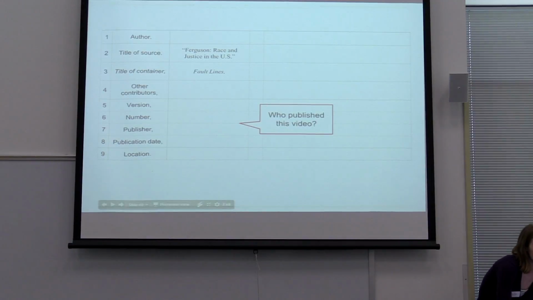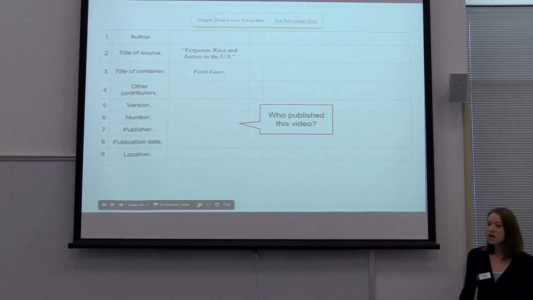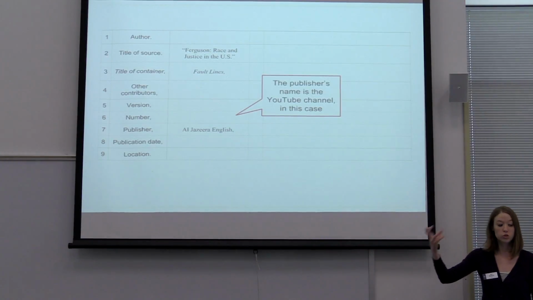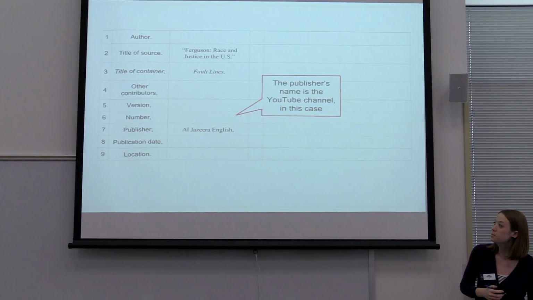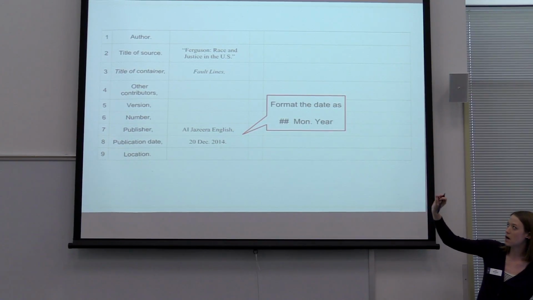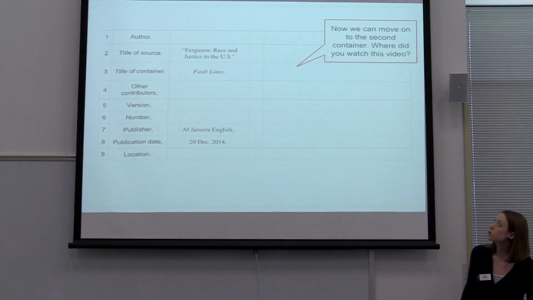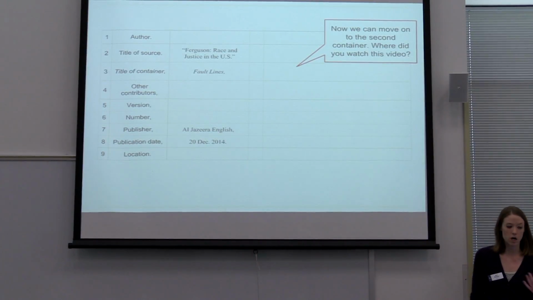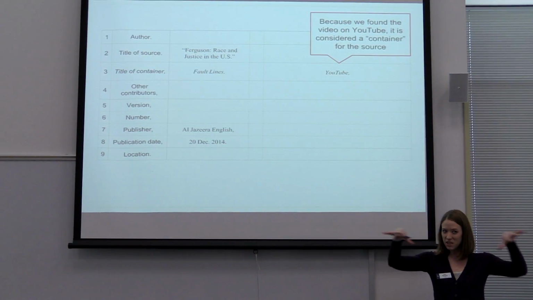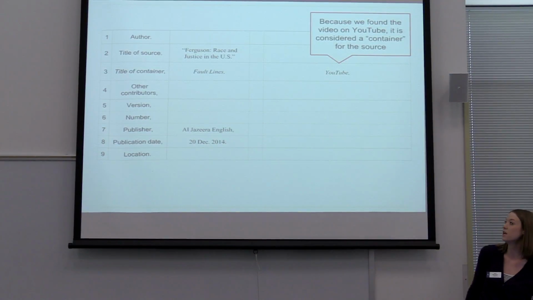Then as we went through, we talked about who published the video, and students were right on that. In that case, the publisher was the name of the YouTube channel. We talked about the dates, and how to render dates in MLA format: day, month, year. Then we moved on to our second container. We had a really good discussion about containers. We realized that YouTube was our second container: the series was our first container, YouTube was our second.